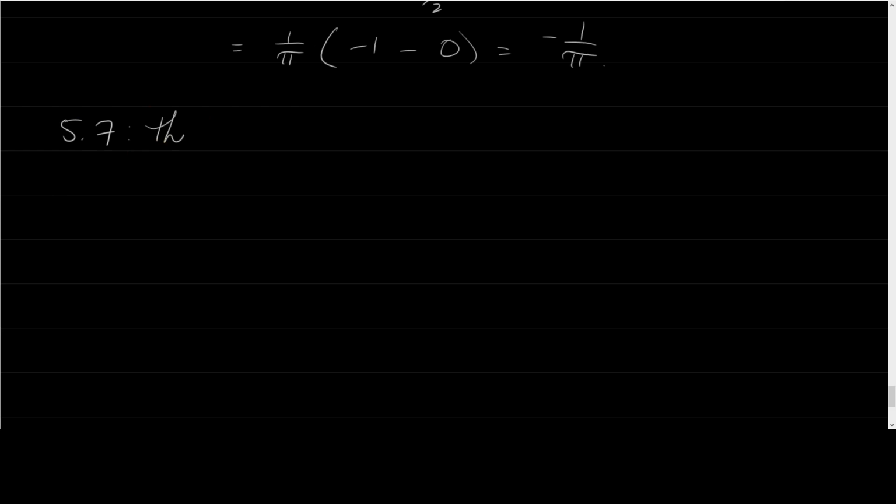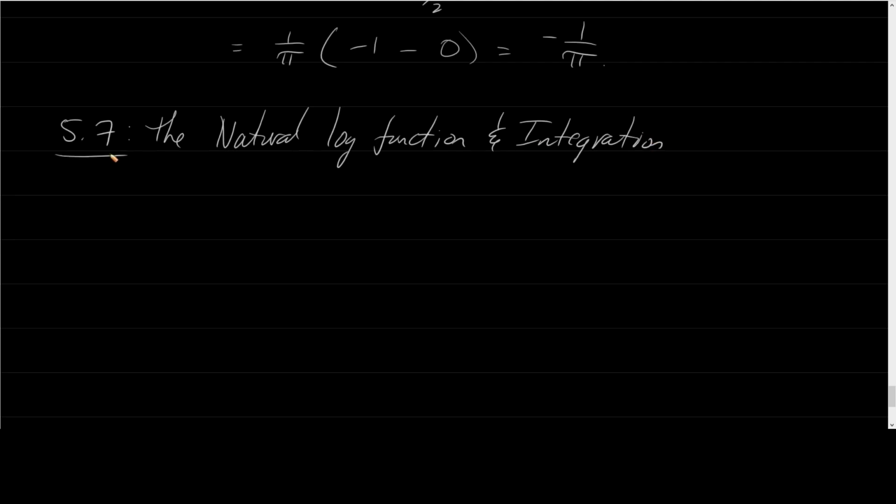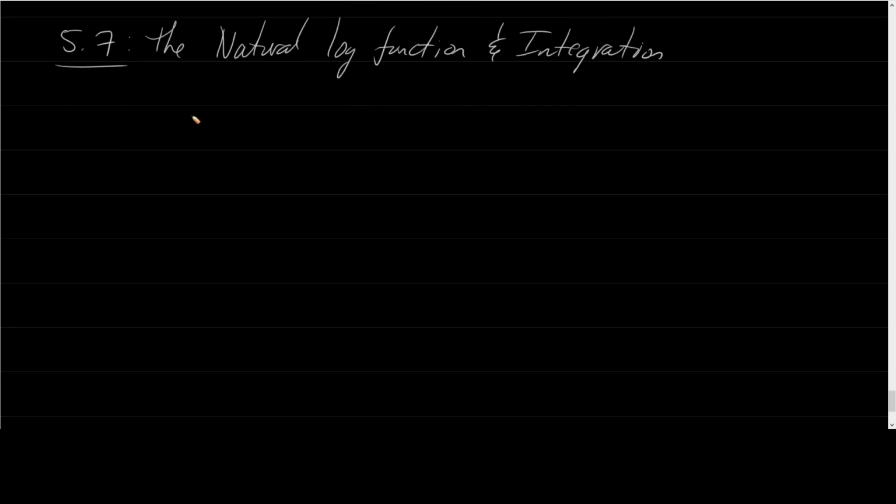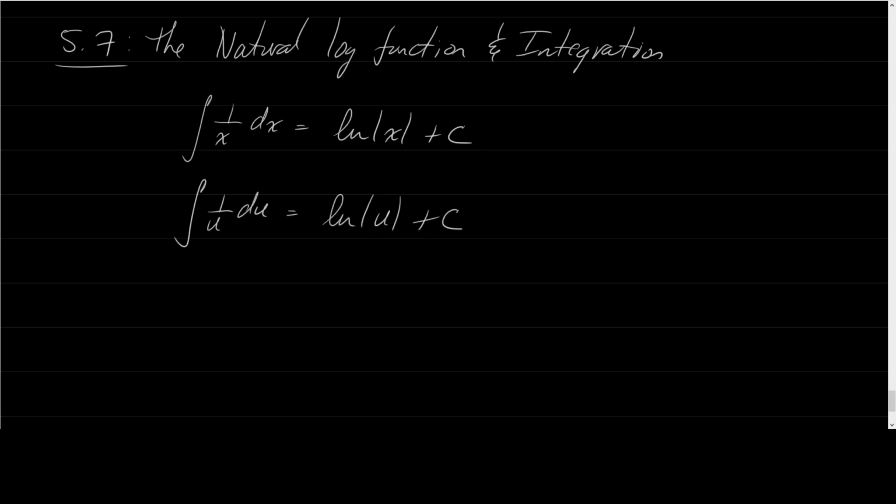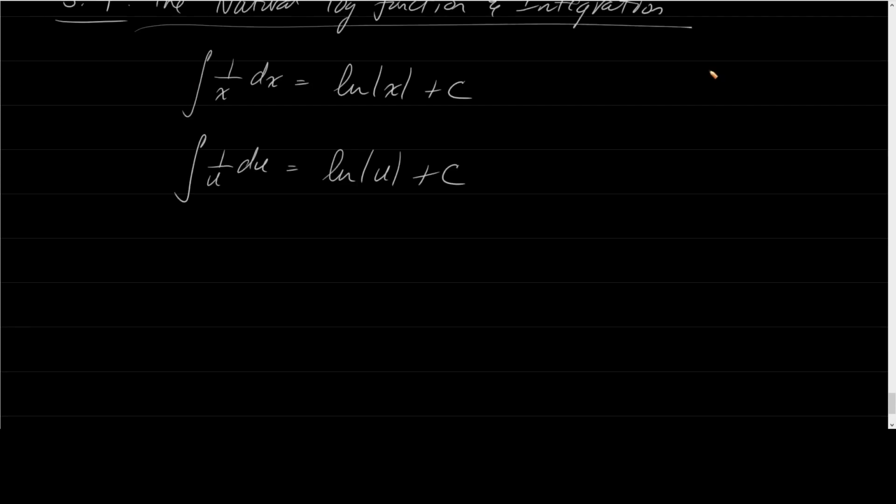5.7 is the natural log function and integration. All right, and this is what we have. The rule is, and I already went over the general rule, that the integral of 1 over x dx is ln of the absolute value of x plus c. Similarly, the integral of 1 over u du will be ln of the absolute value of u plus c. So that is just in general the rule of integrating something to give us a log.